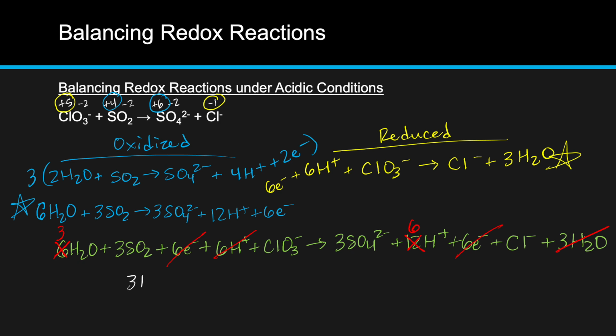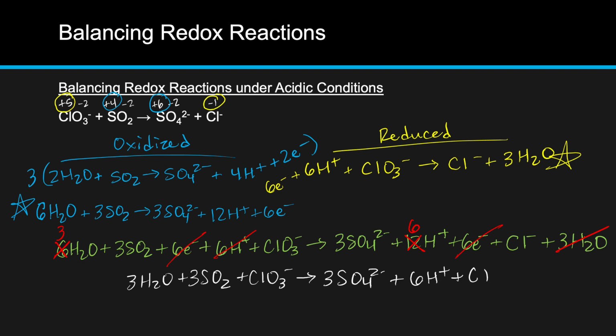So I have 3 water molecules. I have 3 SO2 molecules. I have a ClO3 minus. I have 3 SO4 2 minus. I have 6 H plus ions. I have a Cl minus. And that is our final balanced redox reaction.